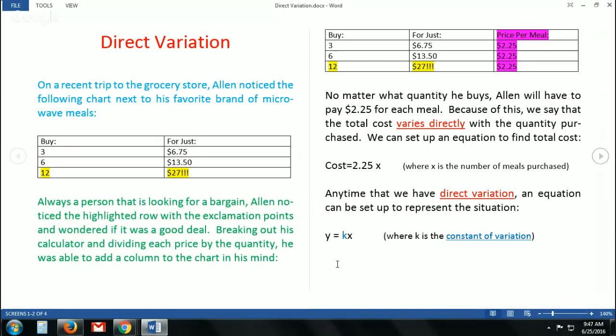Let's talk about direct variation. On a recent trip to the grocery store, Alan noticed the following chart next to his favorite brand of microwave meals. If you buy 3, the cost will be $6.75. When you buy 6, the cost is $13.50. And if you buy 12, the cost is $27.